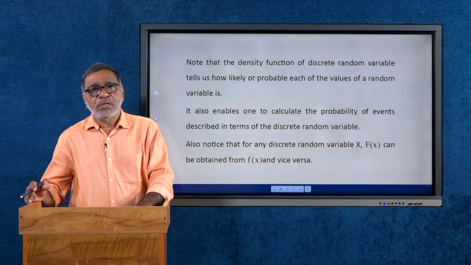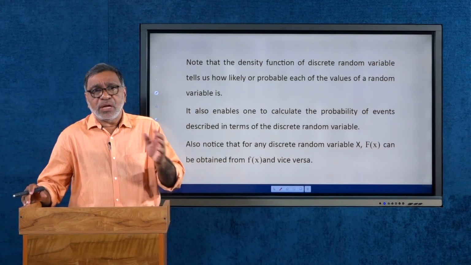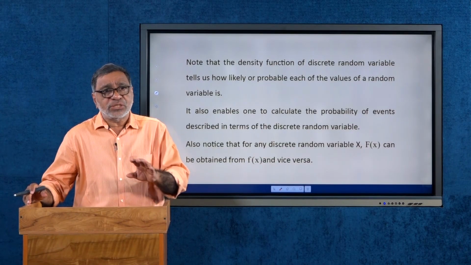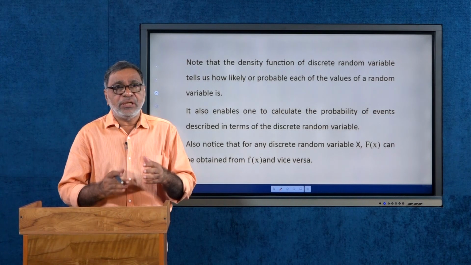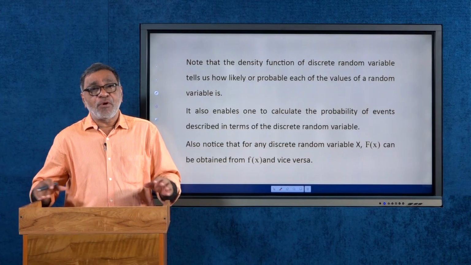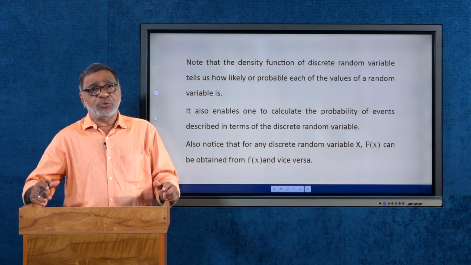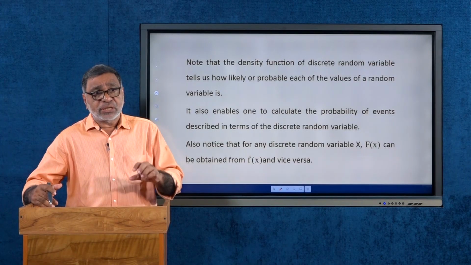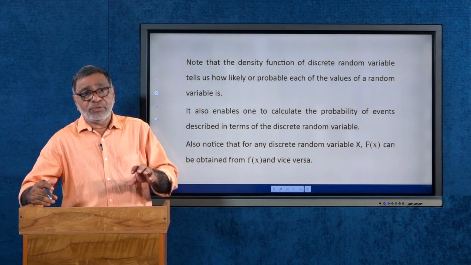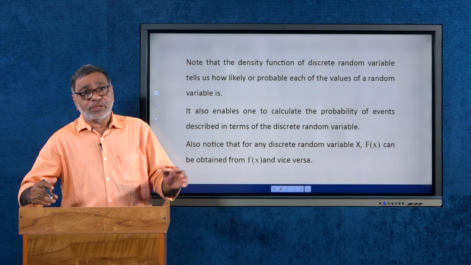So, these are some simple examples of the discrete random variable. Note that the probability mass function or density function of a discrete random variable tells us how likely or probable each of the values of the random variable is. So, that is the aim of finding the probability density function or probability mass function. It also enables one to calculate the probability of events described in terms of the discrete random variable. That is, we have the random variable values, and we are in a position to calculate the probabilities of events in terms of the discrete random variable.